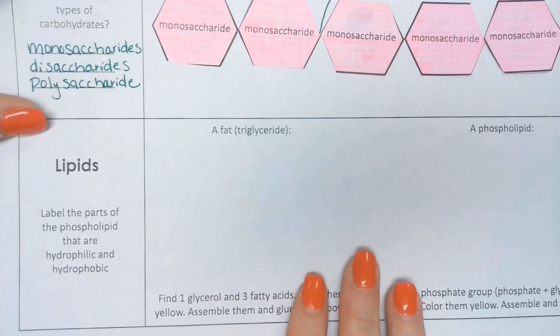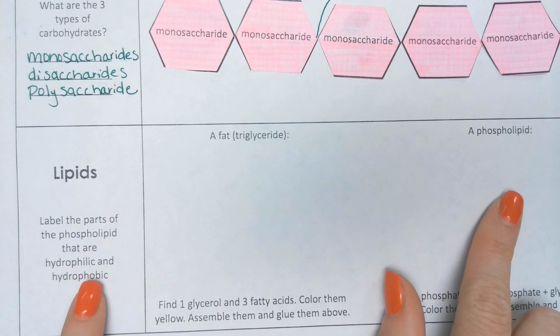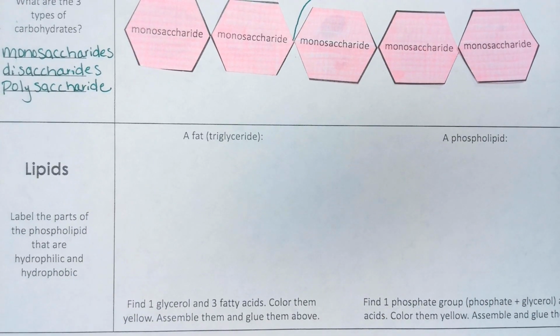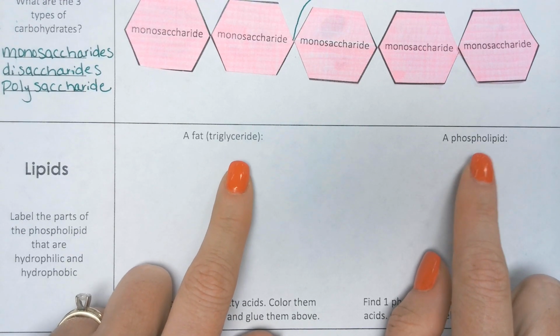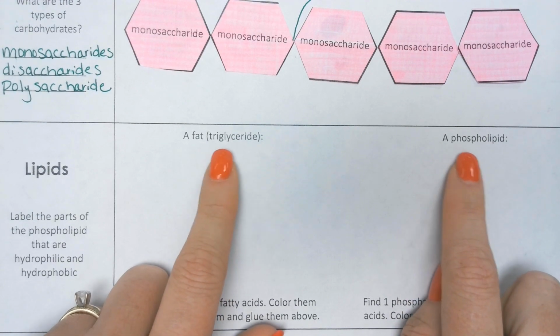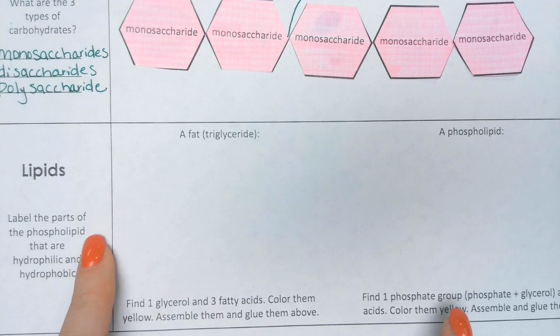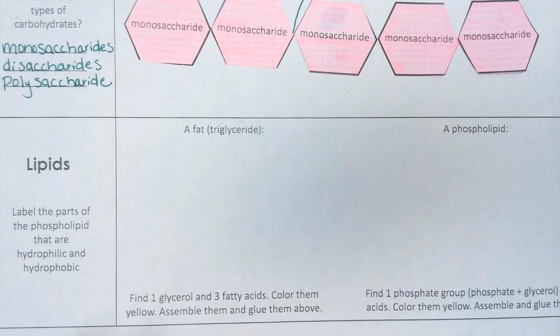Let's move on down to lipids. We're going to come back to this because it asks us for phospholipid to label the parts. We need to build it first though. All right, so there are different types of lipids. I want us to focus on the structure of a triglyceride and a phospholipid. So we're going to build both of these. Structurally, they're a little different, so we're going to model the building of those. And then we'll come back for our phospholipid and label the head and tail either hydrophilic or hydrophobic.